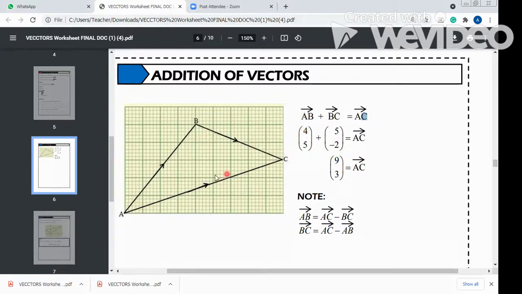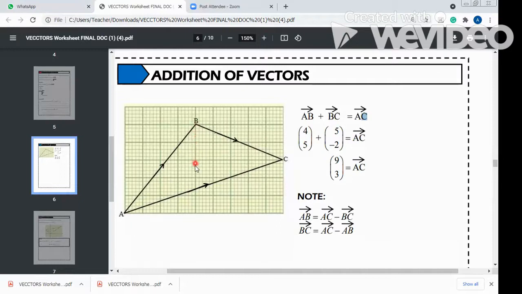If you draw a triangle here as a class, that's how many units to the right? 4. And how many units going up? 5. So vector AB is 4, 5. Everybody see that? A to B, go across 4 units, so you put the 4 at the top, and 5 units going up, so we put the 5 at the bottom. So this vector represents A to B plus B to C.